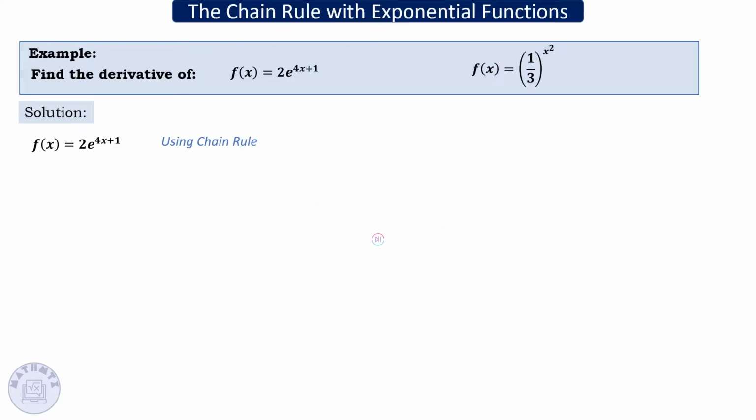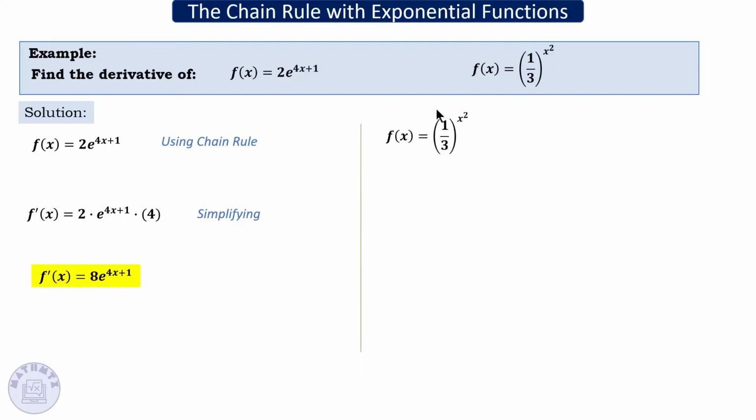Okay, with the first one, as we did before, we have e to the f of x. So this will be the same term times the derivative of the power, which is 4. And we can simplify it to be 8 times the exponential.